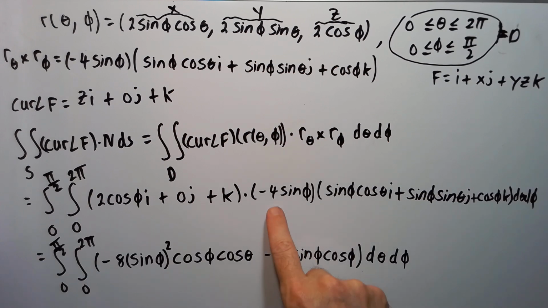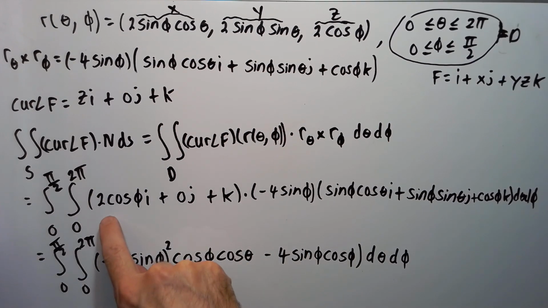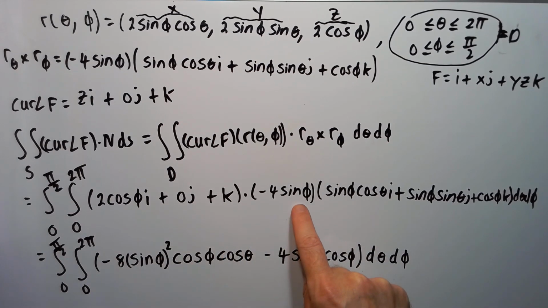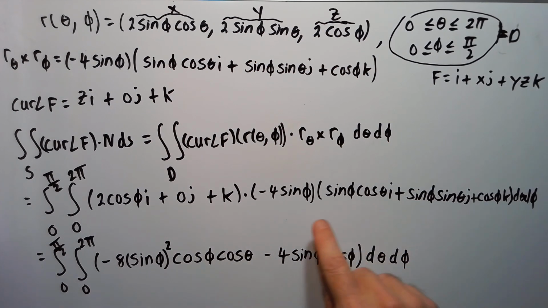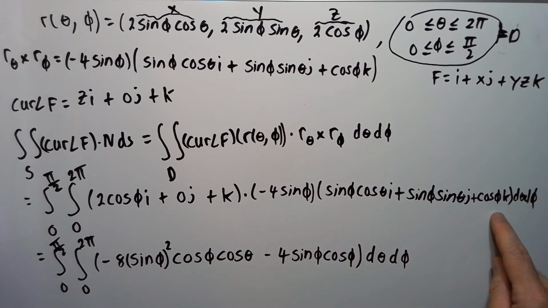So I get this, so it'll be negative 4 times negative 2 will be negative 8 there. That'll be sine phi squared, cosine phi, and the cosine theta. That'd be the i one, be no j. And the k one would be negative 4 sine phi cosine phi right here. Okay, I can pull out a negative 4 outside the integral, so let's do that. So I get this then, I factor out the minus 4 in front here.